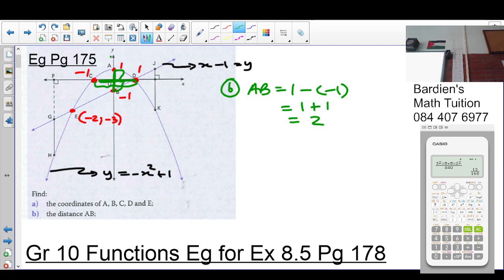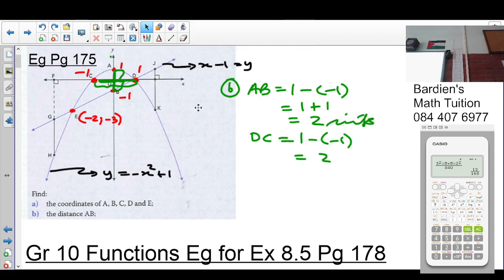So what is the distance between D and C? 1 minus minus 1, which is 2. Okay. You see that, people? Yes, you can write 2 units, whatever. Okay. So do it again. You guys understand? Now I'm moving too fast.